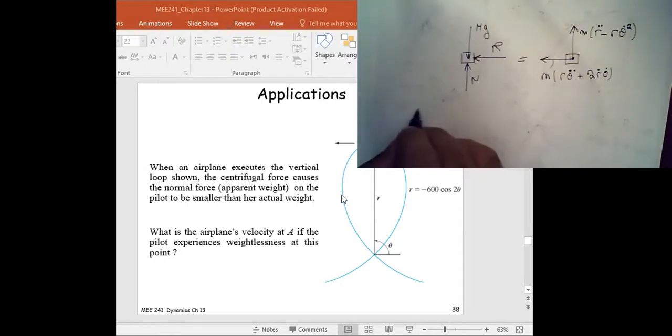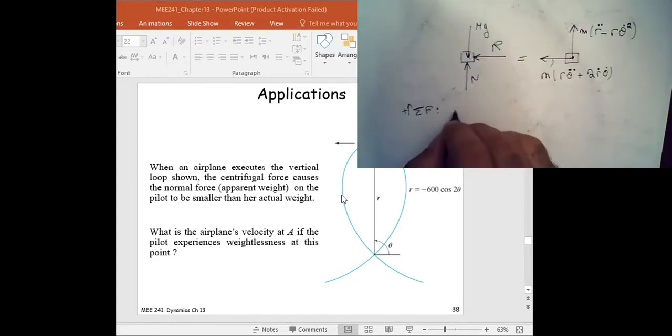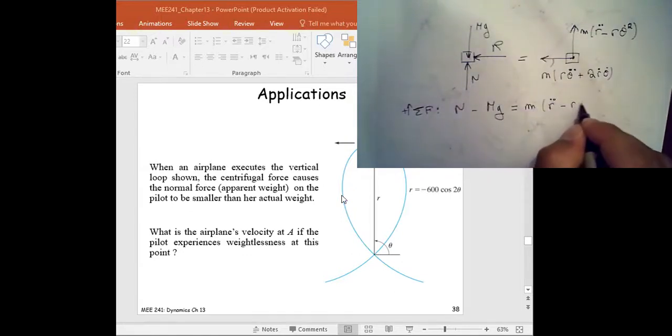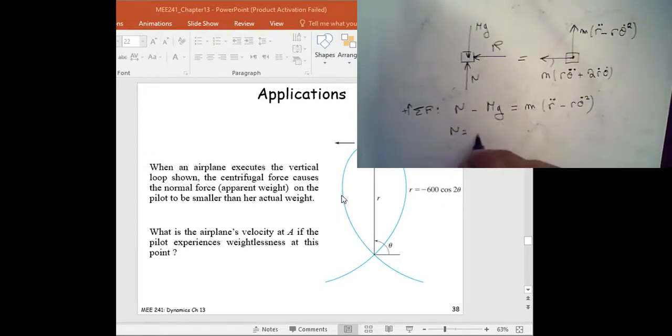If I sum the forces in the vertical direction, I'll be able to find N. So N minus mg is going to be equal to what? So N is going to be m(g plus R double dot minus R theta prime squared). M is the same here. And notice all of those are units of acceleration: R double dot is an acceleration, and R theta prime squared is an acceleration.